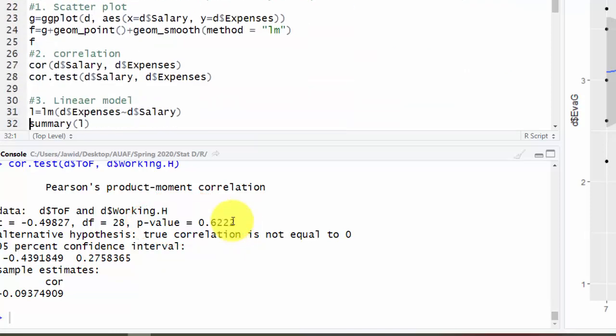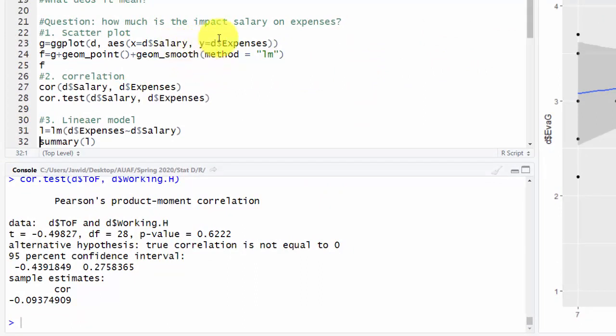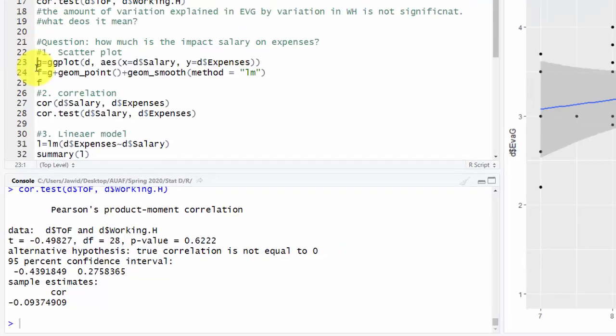Second question, how much impact does salary have on expenses? This is a theoretical question actually. In economics, the theory says that as the income increases, the spending increases. As the income decreases, the spending decreases. Go ahead and sketch the scatter plot of the two, and I use ggplot.